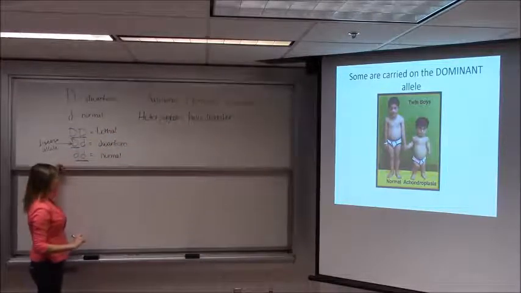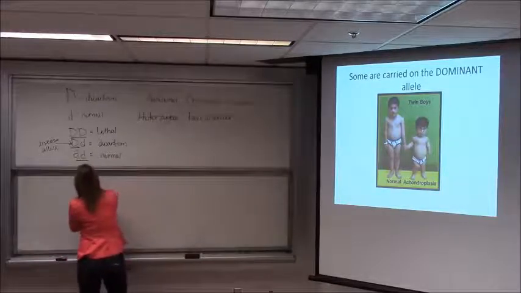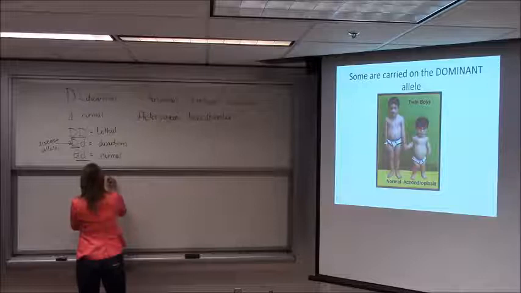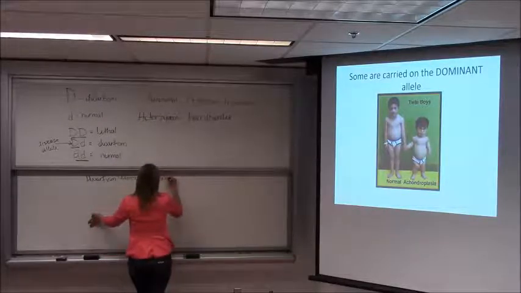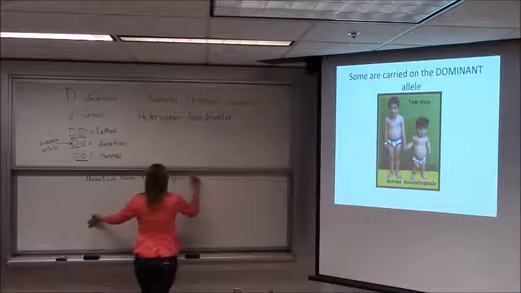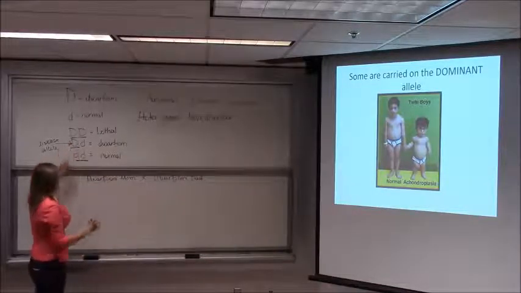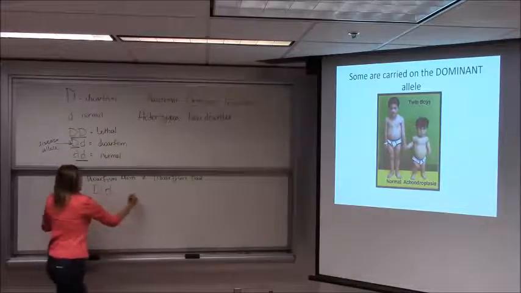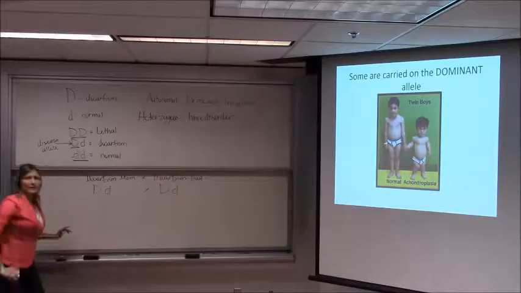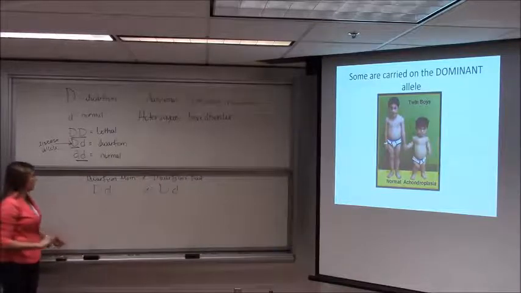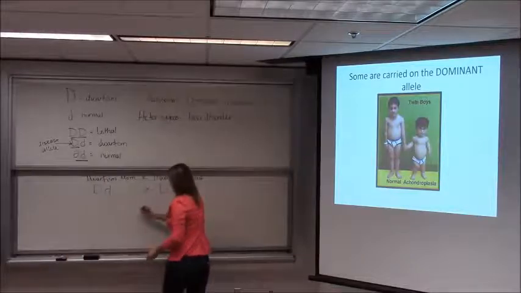Okay, so let's look at a cross. Let's say both parents have dwarfism. So dwarfism mom times dwarfism dad. They have dwarfism. That doesn't mean they're big D. That means they're heterozygous. So two heterozygous individuals. If they were homozygous dominant, they were never born. Okay? So let's look at the Punnett square for that.